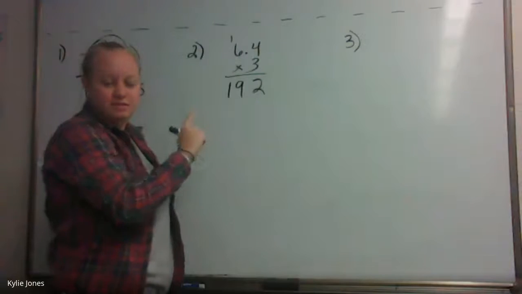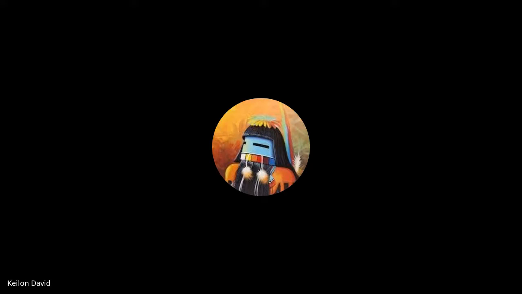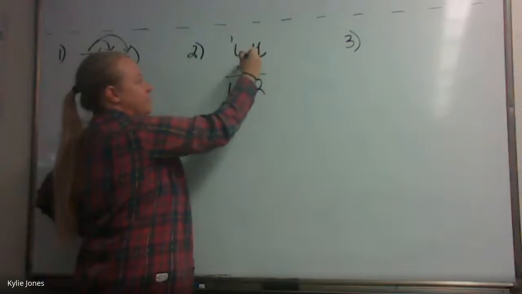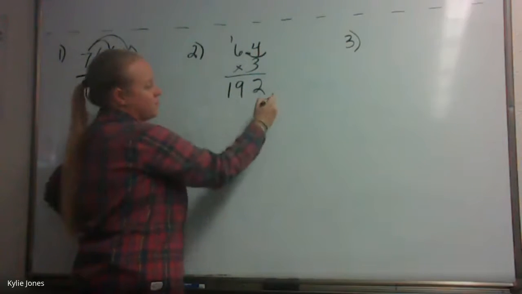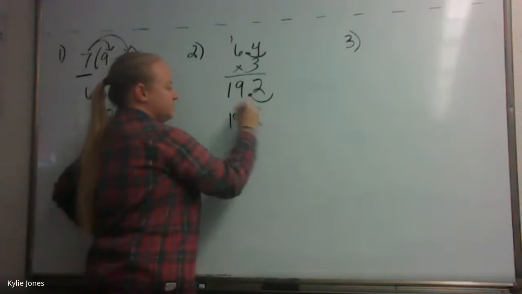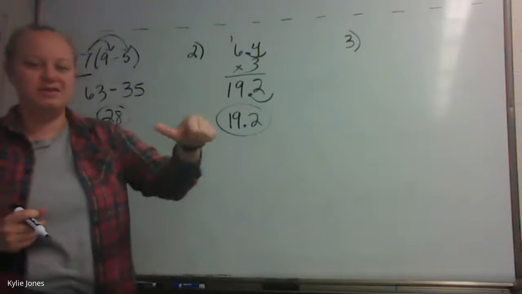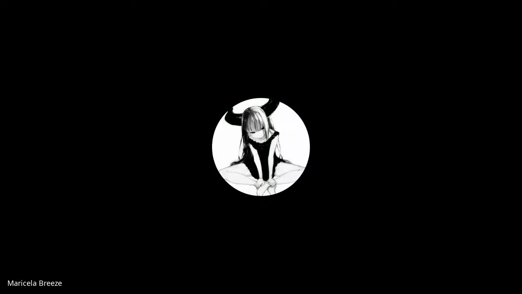So 192 is my answer? No, we have to bring down your decimal. We got to move our decimal. There's one place value behind our decimal in our problem, so we need to move it one place value here. So 19 and 2/10 is your final answer on that one. How'd you guys do? Good.